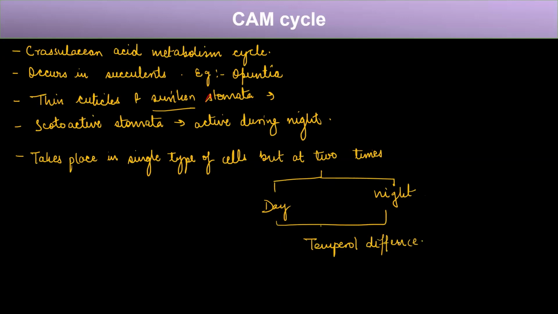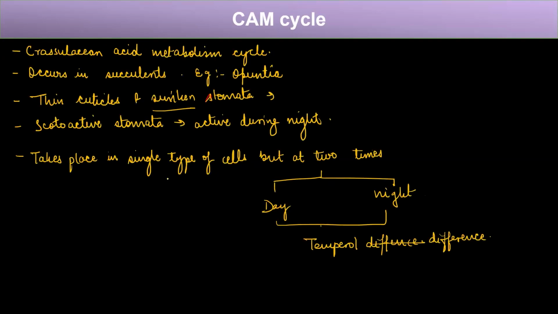Okay, difference. Now let's see what happens in the CAM cycle. Like I said, it takes place during the day and during the night. So let's first see what happens during the night time. During the night time in the mesophyll cells, and it takes place in what? A single type of cell, that is mesophyll cell.